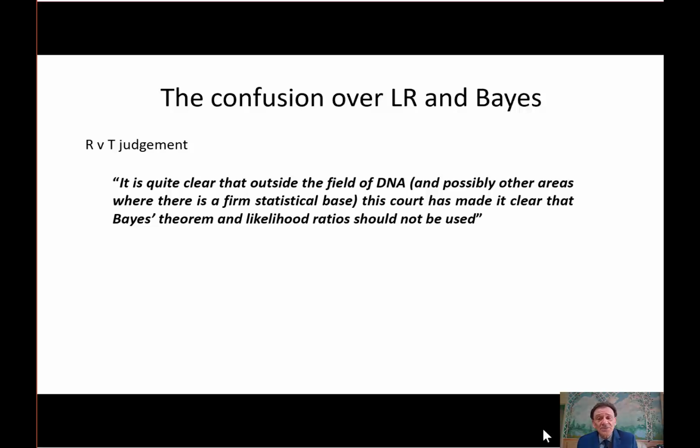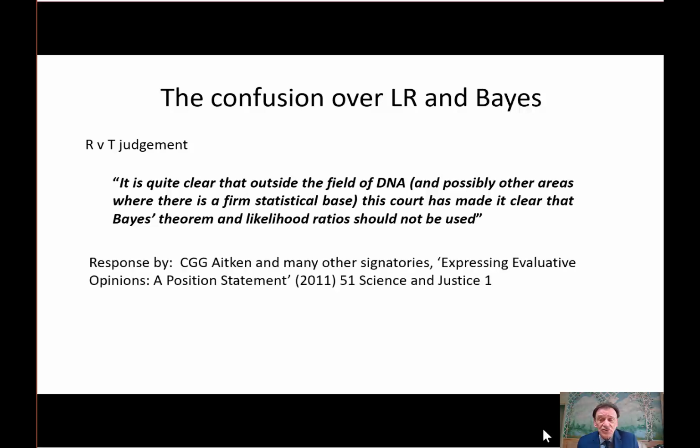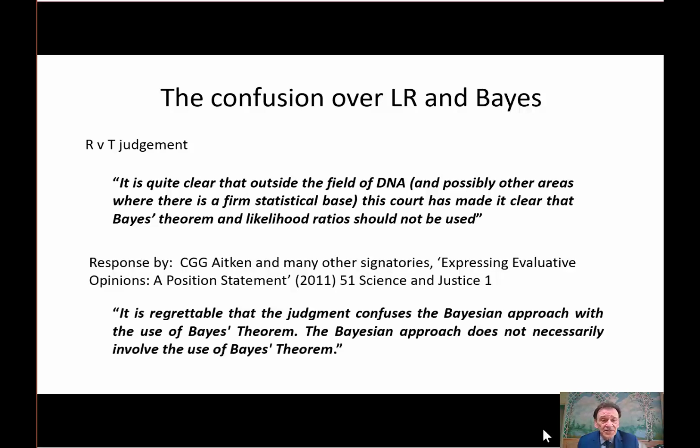Now, there were many excellent responses challenging the judgment by scholars of legal evidence and forensics, including this one by Aitken and many other signatories. But it contained this very curious statement, which is even more damaging and confusing than the judgment itself. It is regrettable that the judgment confuses the Bayesian approach with the use of Bayes' theorem. The Bayesian approach does not necessarily involve the use of Bayes' theorem. Now, this statement's pretty bizarre, but what it was actually referring to when it spoke about the Bayesian approach was the likelihood ratio, suggesting that its use was somehow okay, independent of Bayes' theorem.